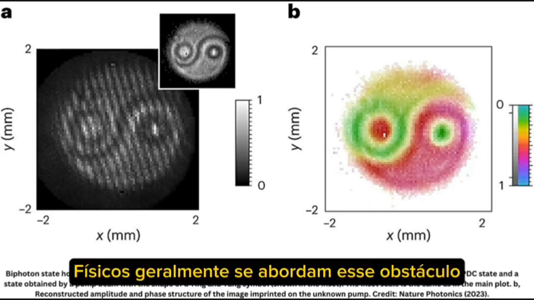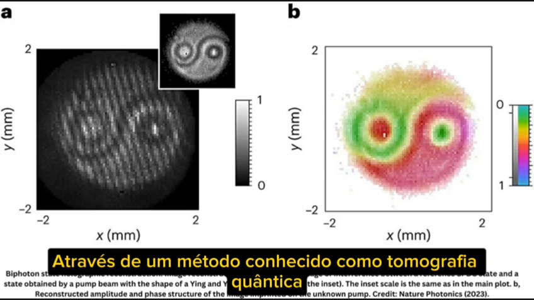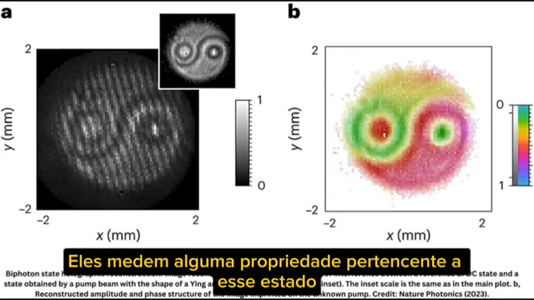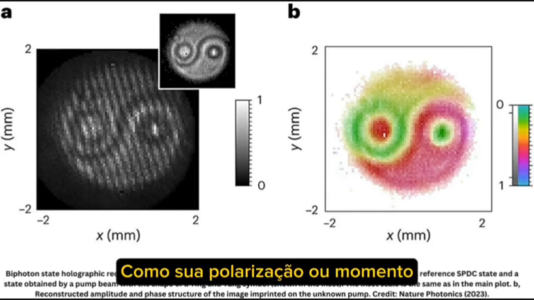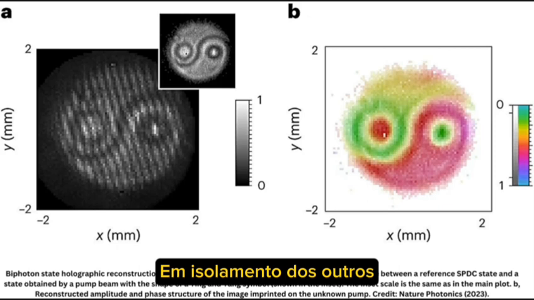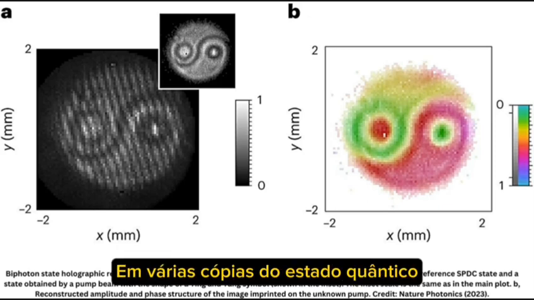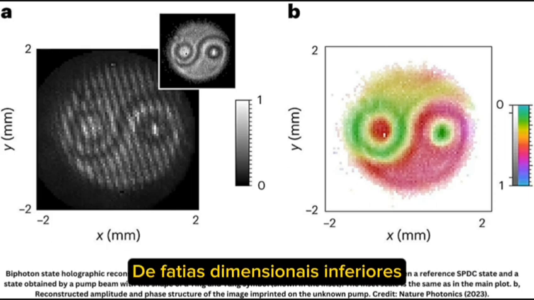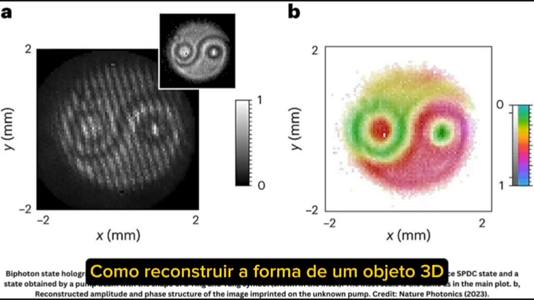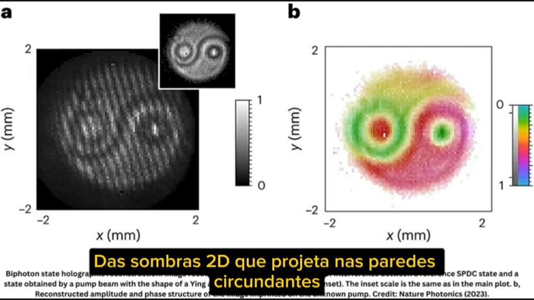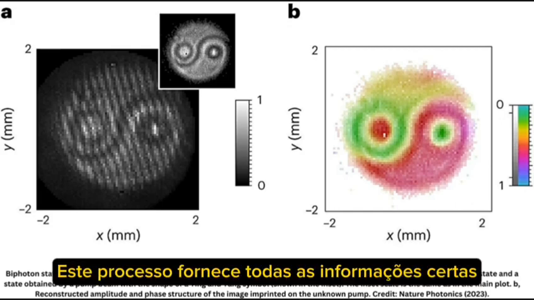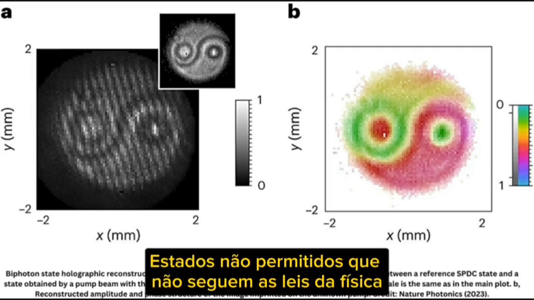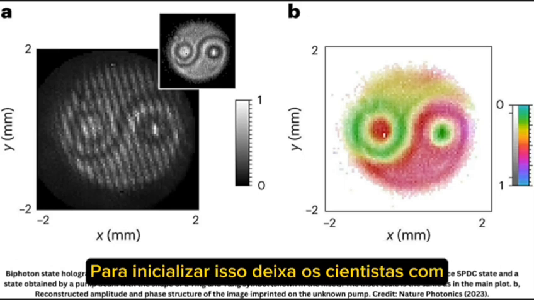Physicists usually approach this hurdle through a method known as quantum tomography. By taking a complex quantum state and applying a projection to it, they measure some property belonging to that state, such as its polarization or momentum, in isolation from others. By repeating these measurements on multiple copies of the quantum state, physicists can build up a sense of the original from lower dimensional slices, like reconstructing the shape of a 3D object from the 2D shadows it casts on surrounding walls. This process gives all the right information, but it also requires a lot of measurements and spits out plentiful disallowed states that don't follow the laws of physics to boot.